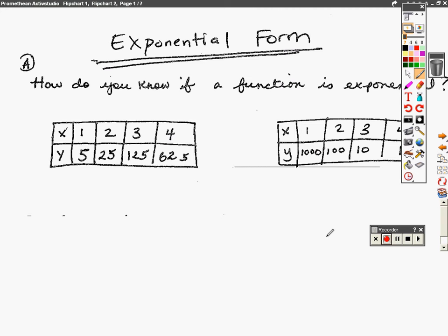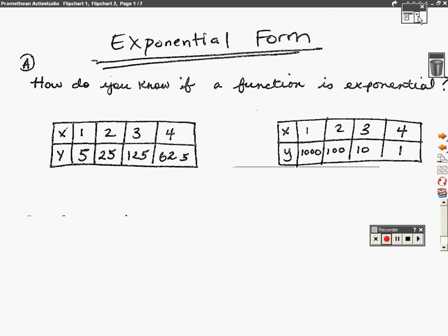All right, guys, reminder, this is just exactly what you learned in class. I'm just going to go over everything again real quickly. Reminder, first part is how do you identify an exponential function?